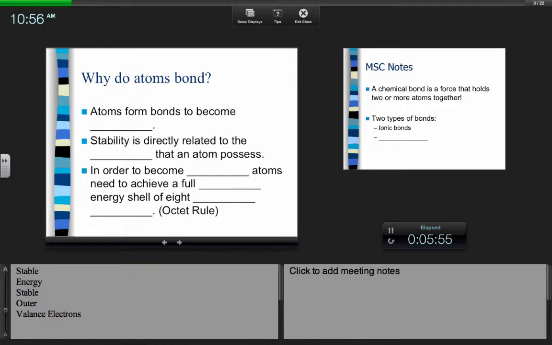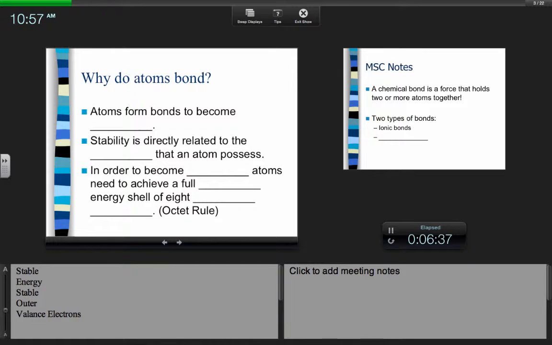Okay. Stability is directly related to the energy that an atom possesses. Typically speaking, we would say that an unstable atom has a lot more energy, and a stable atom has less energy. That's not always true, but that's pretty accurate. So when atoms come together and form bonds, oftentimes, not always, energy is released. It's kind of like when we see fire, that's a chemical reaction that produces heat and light, and we call that fire. Okay?